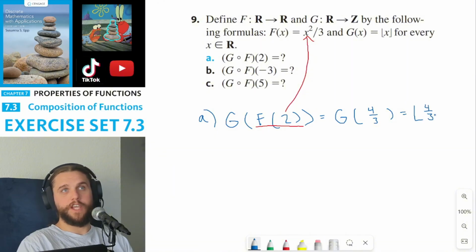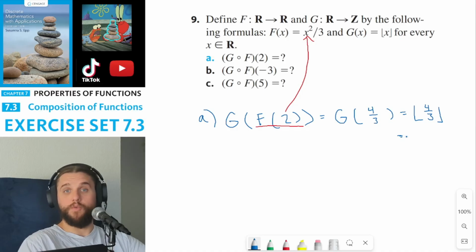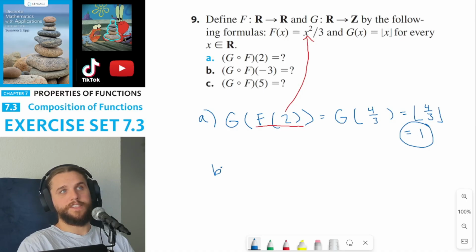The floor function takes a number and rounds it down to the nearest integer. If you round 4/3 down, 4/3 is like 1.33333. If you round that number down to the nearest integer, this is just 1. And so that's the answer to part A.